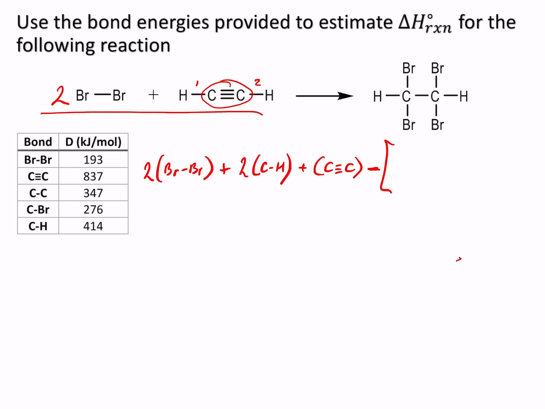You are adding all that together, and now we are going to subtract everything that is on the product side. In the product side, we add everything together, and then we subtract that from the reactants. Remember that. So what we have there? Well, we also have 2 carbon-hydrogen bonds, 1 and 2. We don't have a carbon-carbon triple bond. We have a carbon-carbon single bond now. And last but not least, we have 1, 2, 3, and 4 carbon-bromine bonds.